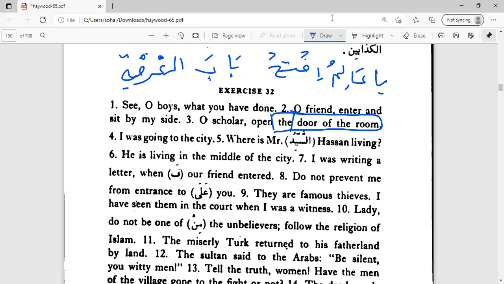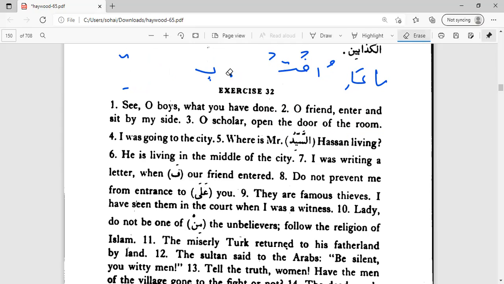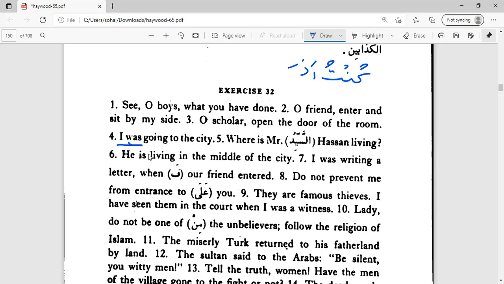Yes, number 4, Farhana. Yes, sir. I was going to the city. No, I was going. So the past, Ana. Yeah, it's past continuous. So Ana adhabu. When it was, kana is for third person. Here we're talking about the first person, kuntu, I was. Kuntu adhabu ilal madinati.